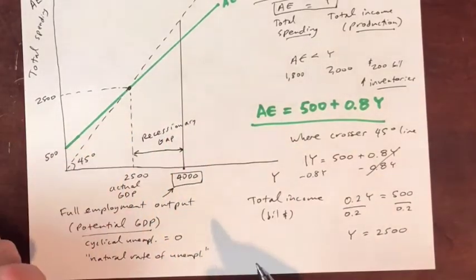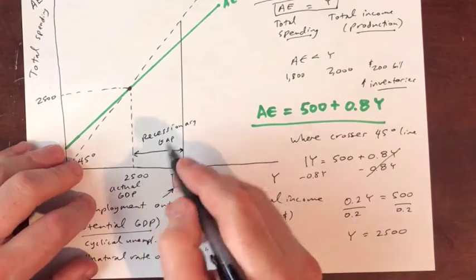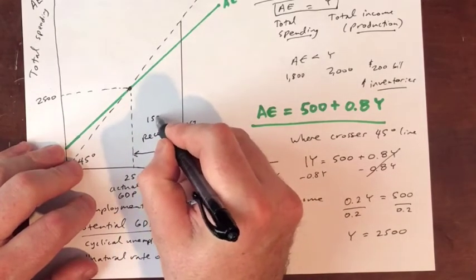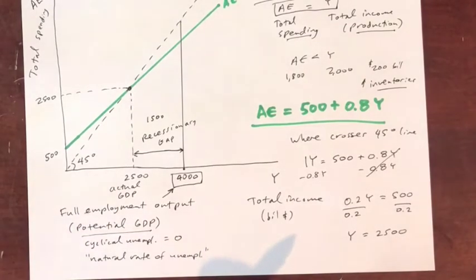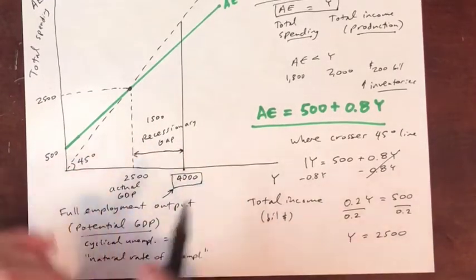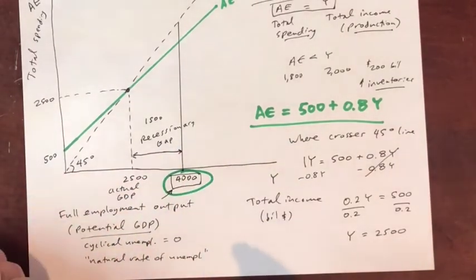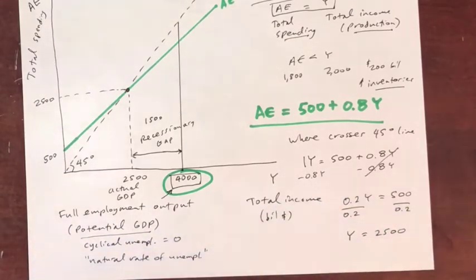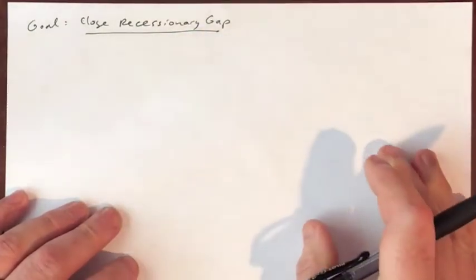Recessionary gap. And we can see, 4,000 minus 2,500, the size, the distance of this gap is going to be 1,500. So our goal would be to close that gap, to bring us to where we'd like to be, at that 4,000. That's where we want to be. So how do we get there? Our goal is to close this recessionary gap.